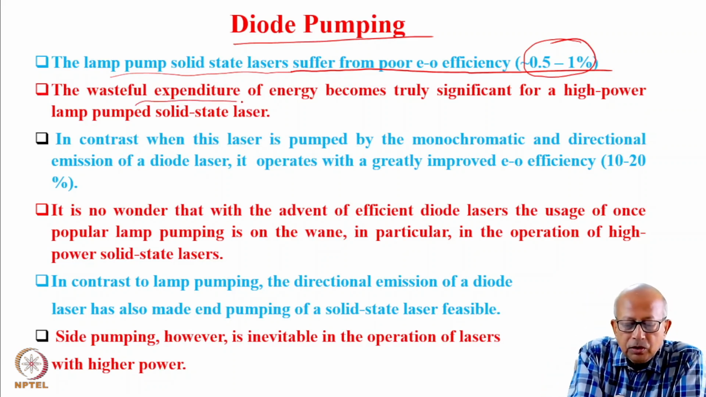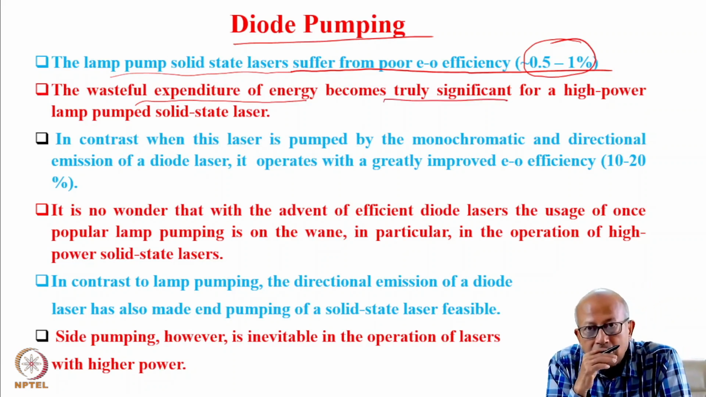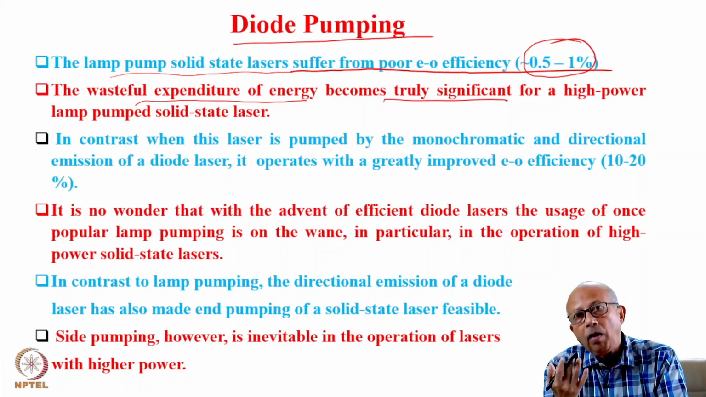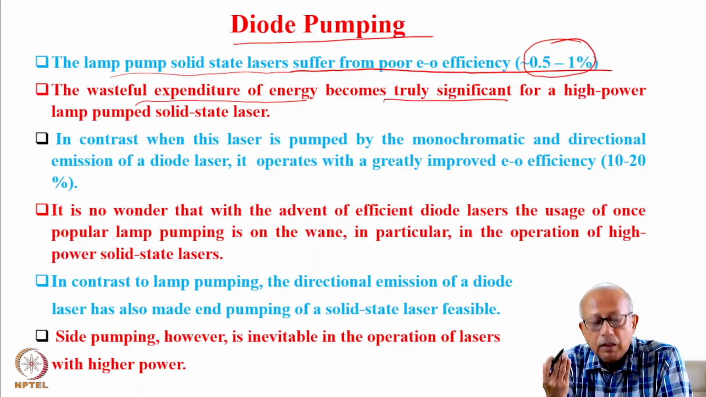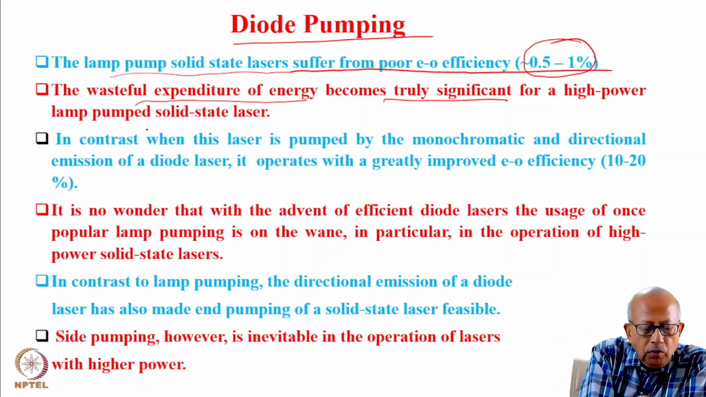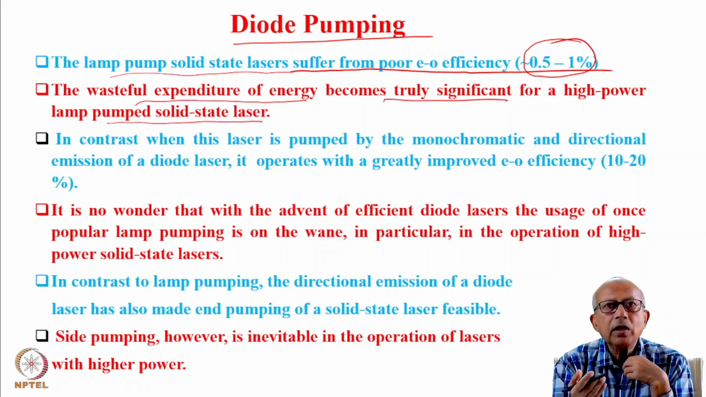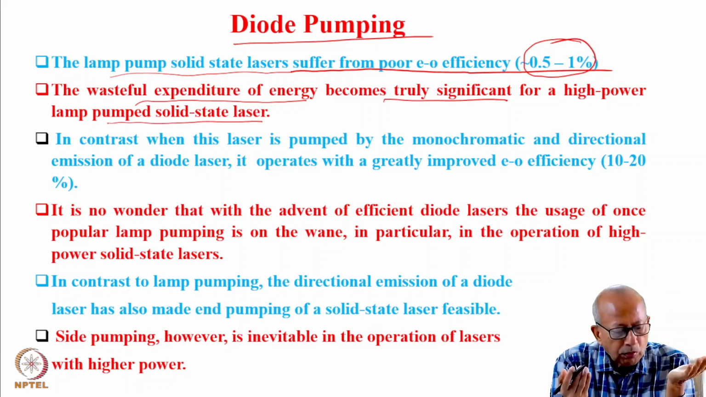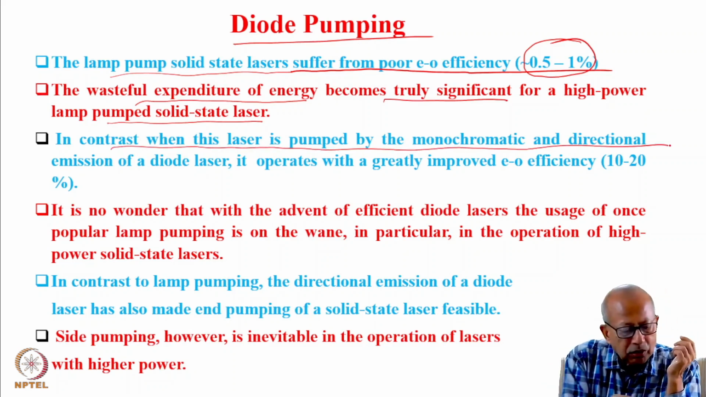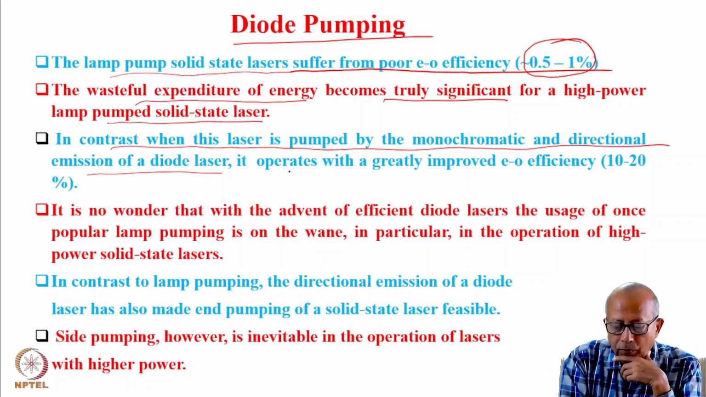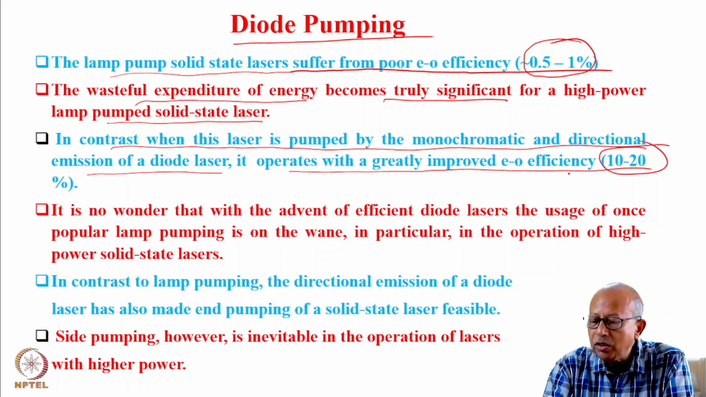This wasteful expenditure of energy becomes even more significant for a high power lamp pumped solid state laser. If you increase the power of the flash lamp, then you will waste more energy. So, if you have to generate high power from the solid state laser, then the energy that you waste is also more. In contrast, when this laser is pumped by the monochromatic and directional emission of the diode laser, it operates with a greatly improved electro-optic efficiency, which can be as high as 10 to 20%.